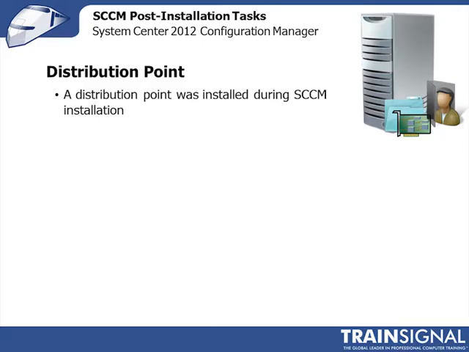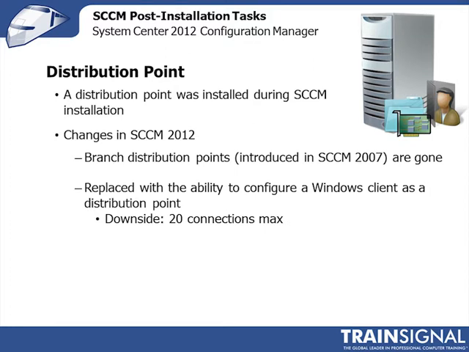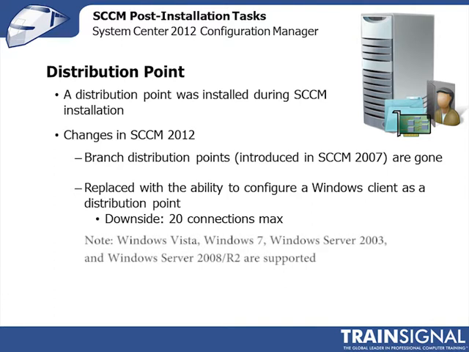As was the case with the management point, a distribution point was installed when we installed Configuration Manager earlier on in this course. There are a number of changes to distribution points in Configuration Manager 2012. First of all, branch distribution points, which were introduced in Configuration Manager 2007, are gone. These were distribution points you could install at a branch office, so you would be able to just download something once over a WAN connection and then distribute it locally. This has been replaced with the ability to configure a Windows client itself as a distribution point.